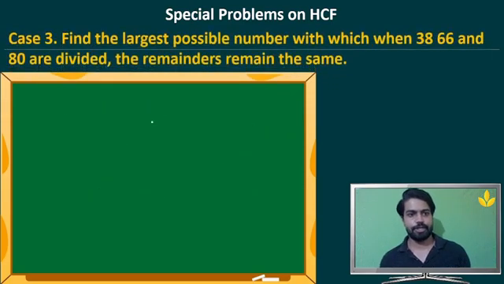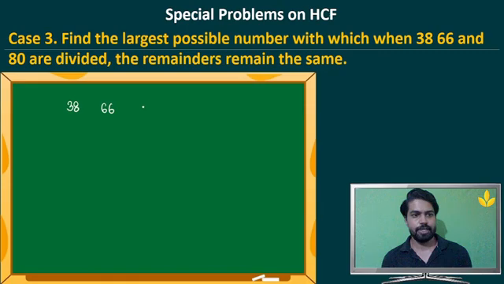Let's look at the third case. Here they are telling us to find the largest possible number with which, when 38, 66 and 80 are divided, the remainders are the same. In the first question they gave remainders which were different. In the second case they said the remainders are the same and also gave the remainder. In this case they said the remainders are the same, but the remainder is not given. So how to tackle this kind of question?